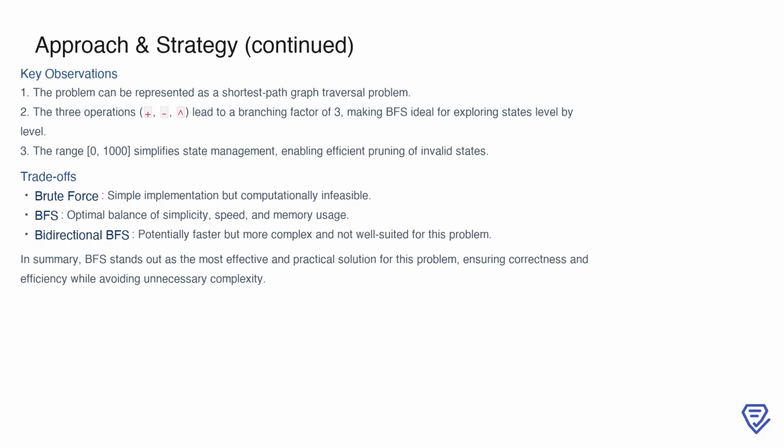When weighing the trade-offs, brute force offers simplicity but is computationally infeasible, while bidirectional BFS introduces unnecessary complexity without significant benefits here. BFS is the clear winner, striking the optimal balance between simplicity, speed, and memory efficiency. By systematically exploring all reachable states, BFS ensures correctness and finds the minimum number of operations required to reach the goal in a practical and efficient manner.